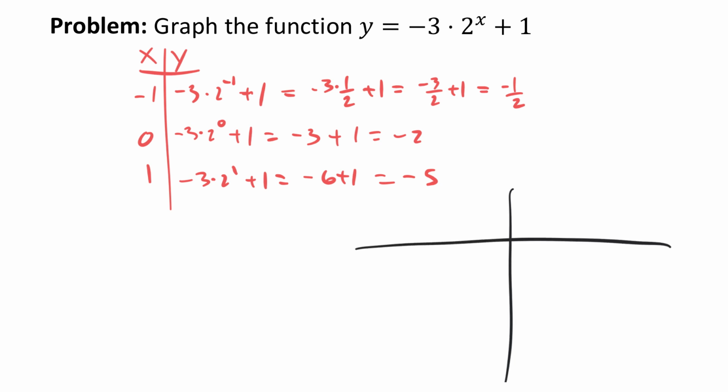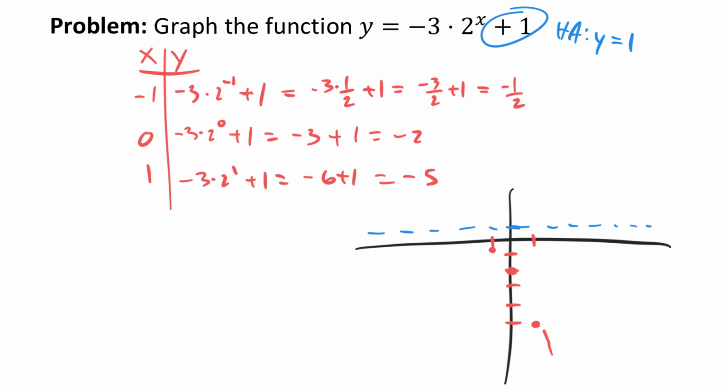All right, so if we go ahead and make a table of values here, or a little xy axis, what do we got? 1, 2, 3, 4, 5. So at 1, we've got negative 5. At 0, we've got negative 2. And at negative 1, we have negative a half. Now, because of that plus 1, we know the horizontal asymptote will be at y equals 1. So we should throw that on our graph just to help give that guideline.